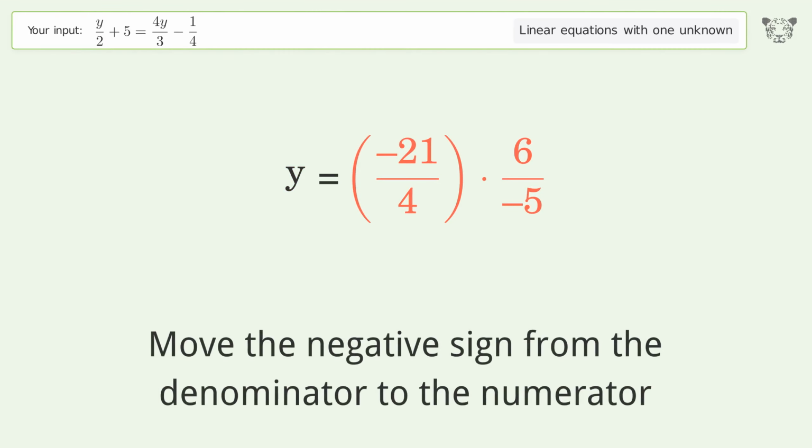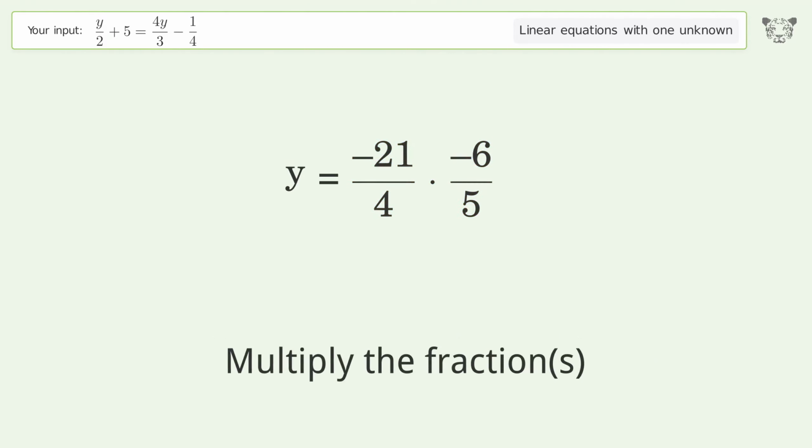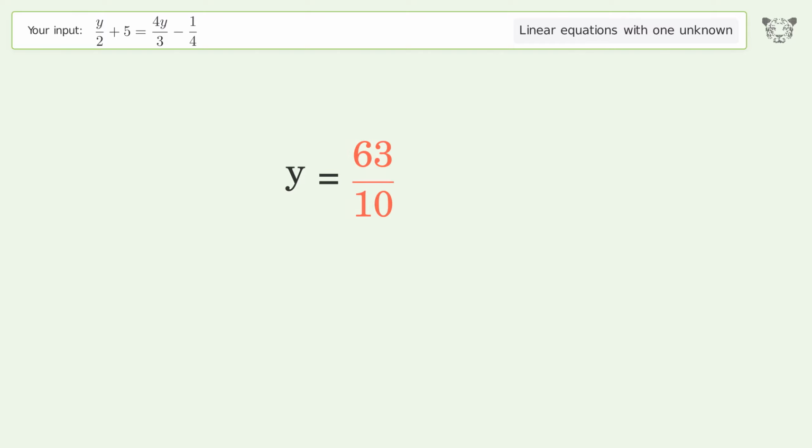Move the negative sign from the denominator to the numerator. Multiply the fractions. Simplify the arithmetic. And so the final result is y equals 63/10.